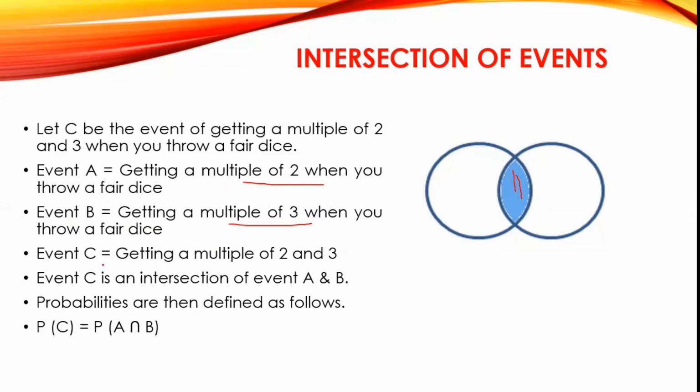So I would like to see the combination of both things, multiple of 2 and 3. So the intersection of these two is 6. So event C is the intersection of events A and B. So probability of C is equal to probability of A intersection B. How do you define this in a Venn diagram? This is A, this is B, and here we write 2, 4, here 6, and here 3. And 6 is the chance of getting here.